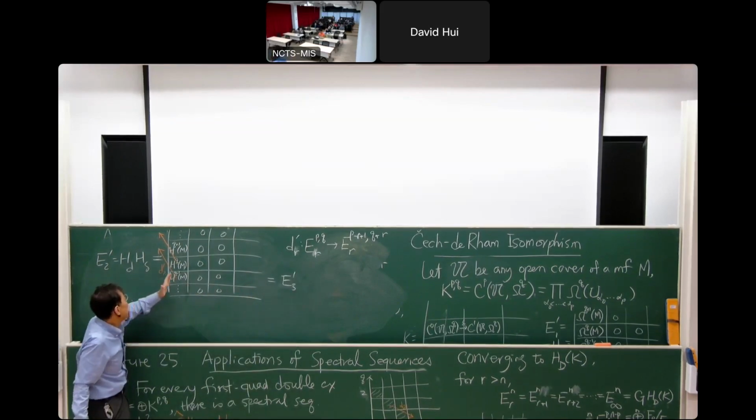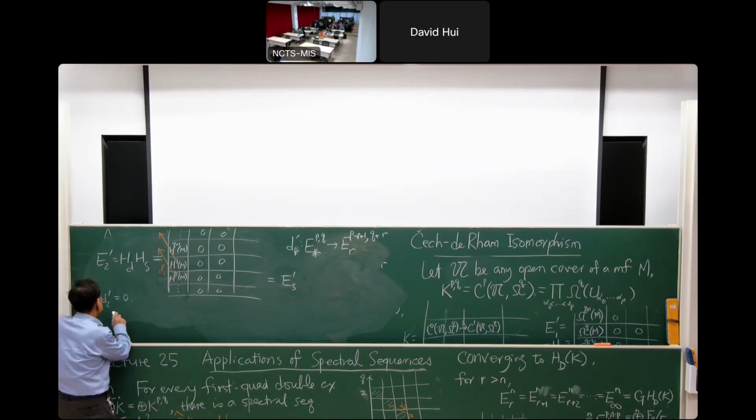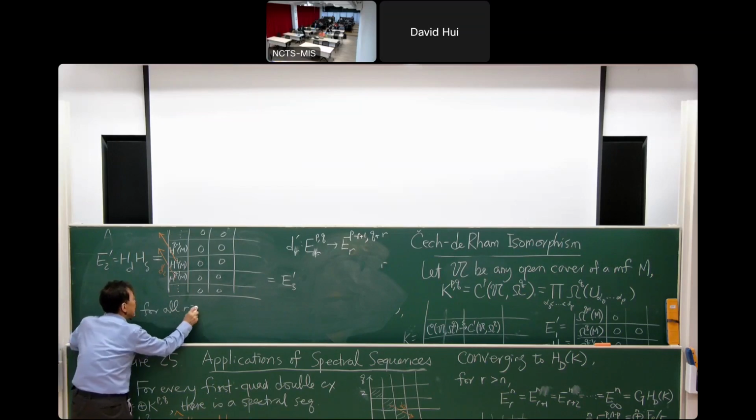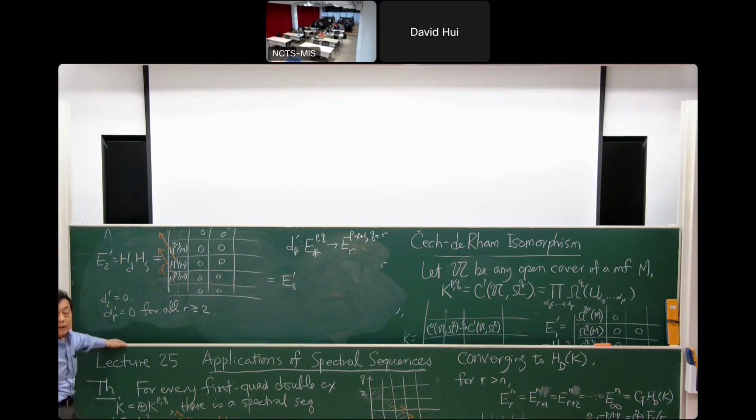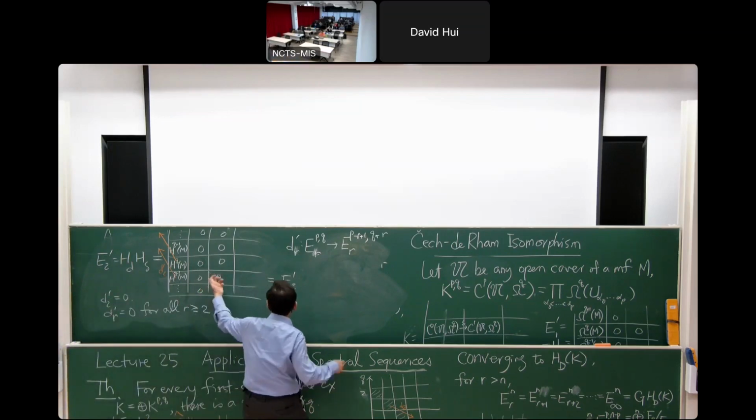But D3 prime also goes into the negative region. It's even deeper into the negative region. So D3 prime is also 0. So in fact, D_r prime equals 0 for all r greater than or equal to 2. And that means the spectral sequence doesn't change anymore. As you turn the page, it's always this page.